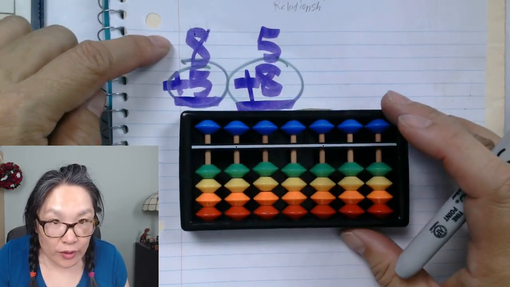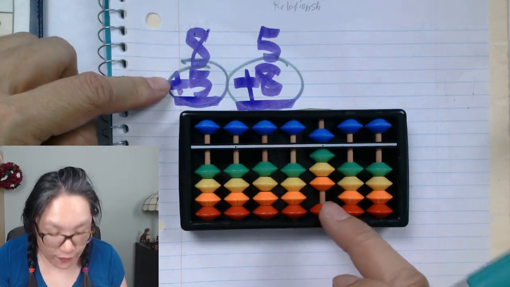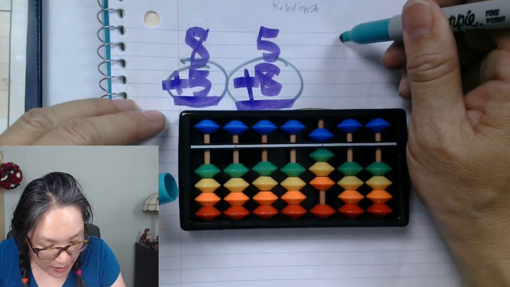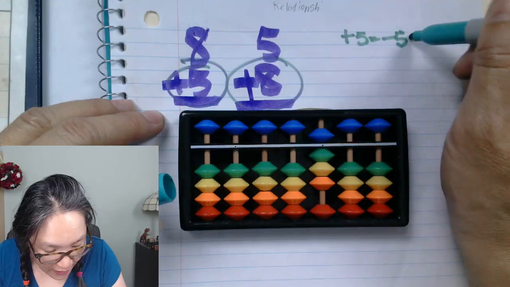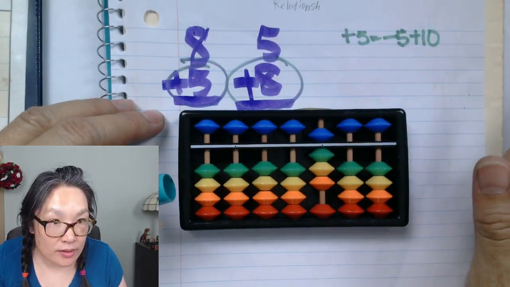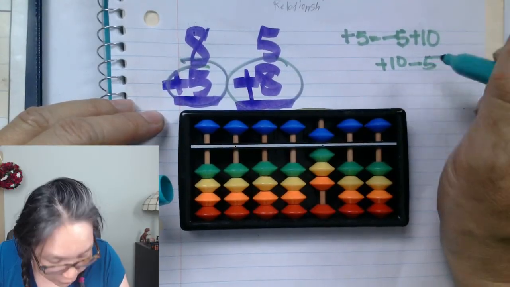So when we look at it, we can do the first one, the 5. We have 8 and then plus the 5. We know how to plus the 5. Plus the 5 is what? Plus 5 is equal to minus 5 plus 10. We know this. We can do it the other way. We could do plus the 10 minus 5. We could do that too.